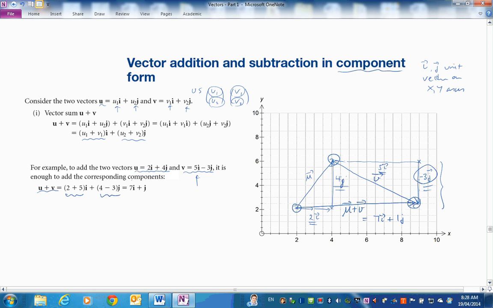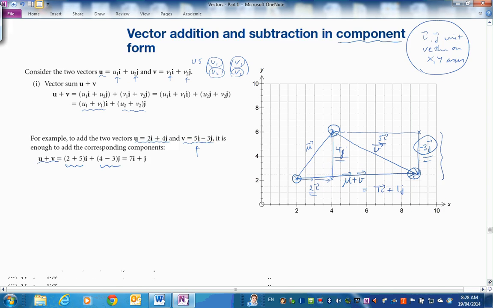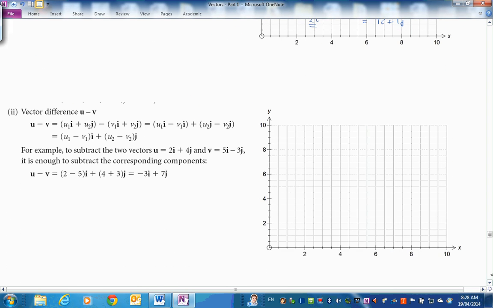It's the same stuff. However, we're going to use i and j rather than just the numbers in component form. We're going to use component form using the i and j unit vectors on the x and y axes. Just an alternative. Let's have a look at the differences. Alright, we'll do the same thing here.